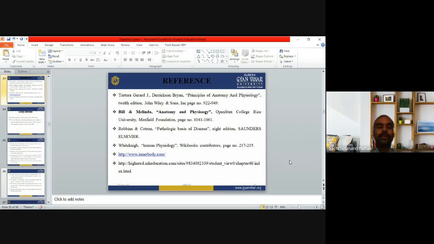Not only the digestive system, every system correlates with some disease. Like your urinary system, which also has several diseases, like glomerulonephritis. It is also mentioned there. So go through Robbins and Cotran, and also read the pathophysiology of these diseases.